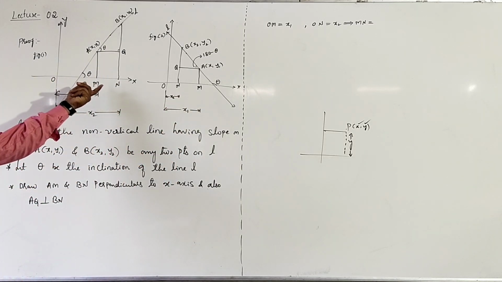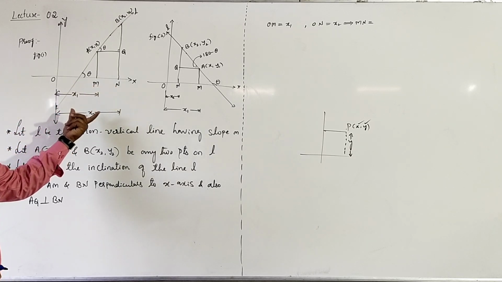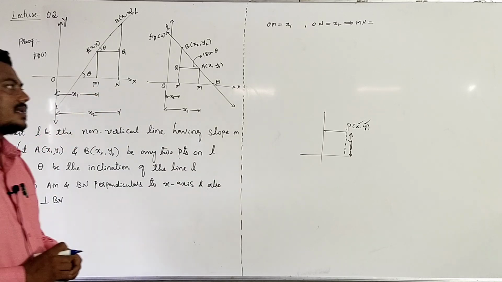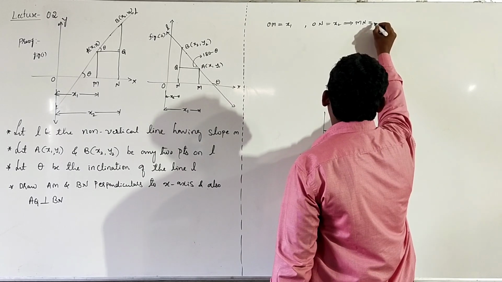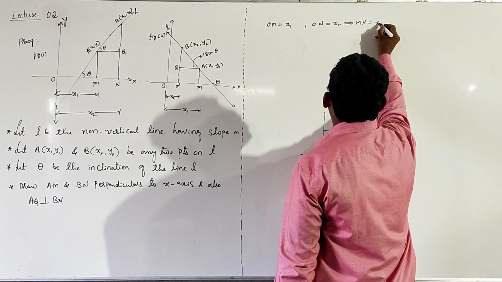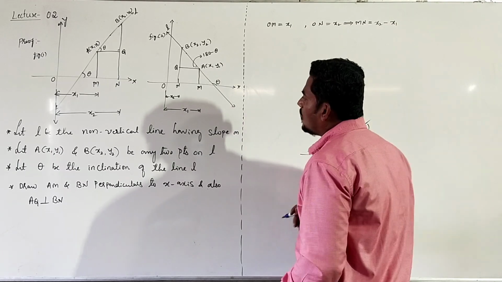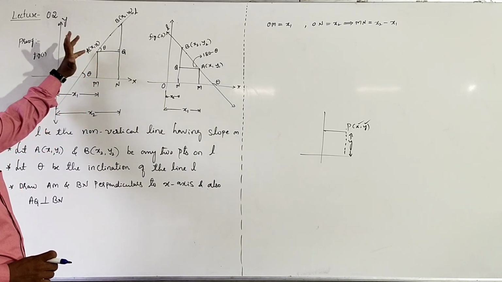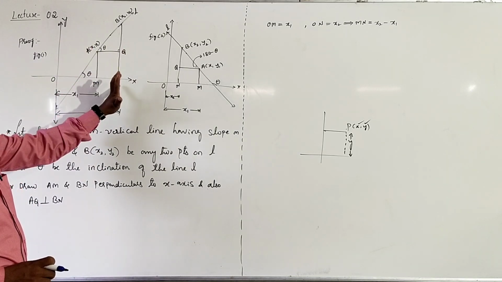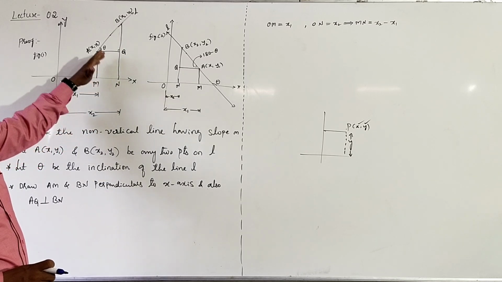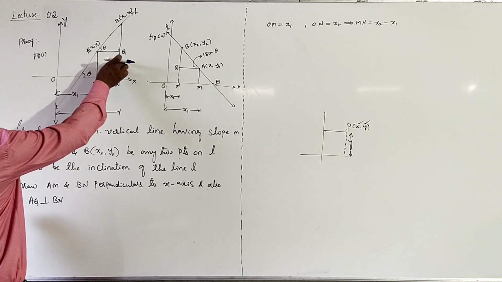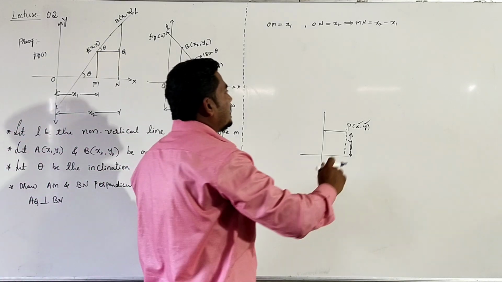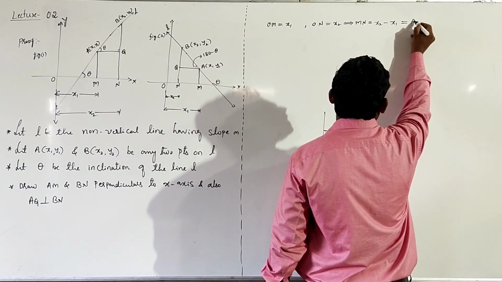Then what is MN? MN is nothing but x2 minus x1, which implies MN is equal to x2 minus x1, right? Now look at the vertical, and remember one thing clearly: AQNM, or MN, is a rectangle. In a rectangle, opposite sides are equal, which means AQ is the same as MN, right? That is nothing but AQ only.